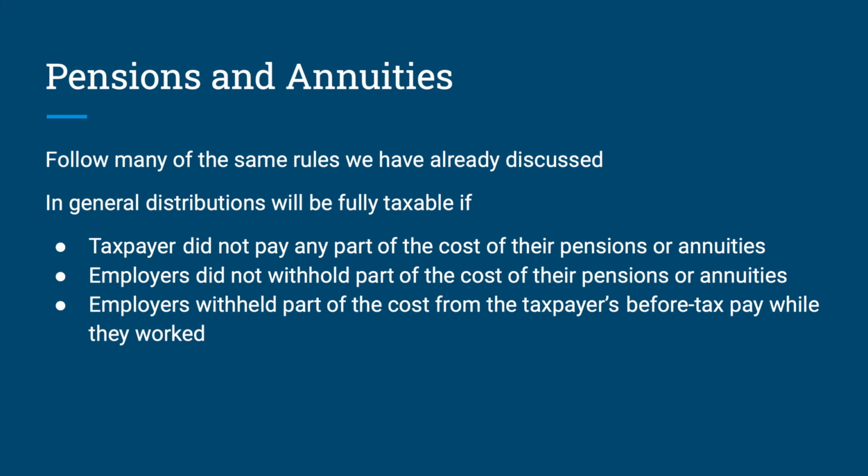at pensions and annuities. And so these follow many of the same rules that we have already discussed. And in general, distributions from a pension or annuity account will be fully taxable if the taxpayer did not pay any part of the cost of their pensions or annuities, employers did not withhold part of the cost of their pensions or annuities, or employers withheld part of the cost from the taxpayer's before-tax pay while they worked. So in general, if it meets any of those criteria, it's going to be fully taxable.